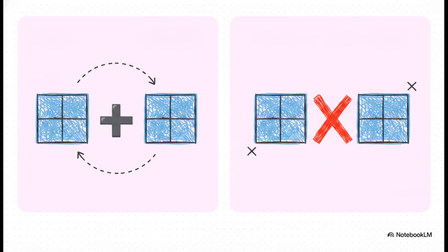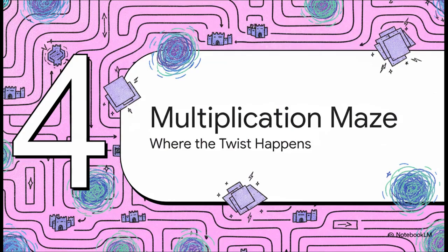A minus B definitely does not equal B minus A. You have got to keep your terms in the exact order they're given. Literally no exceptions. And that leads us to part 4, the multiplication maze, where the twist happens.